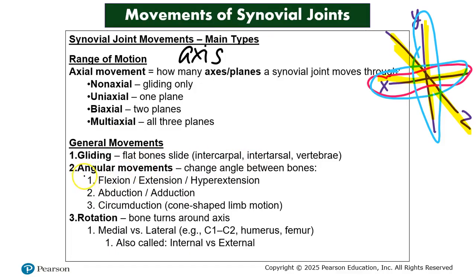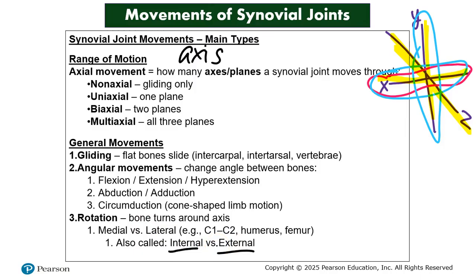Then we're going to talk about angular movements, which means that you're going to have a change in angle between bones. We'll get to flexion, extension, and hyperextension, abduction, adduction, and circumduction. And then we'll talk about rotation, where a bone turns around its axis. So it's either going to be medial or lateral. Now, medial can also be called internal. Lateral can also be called external. So sometimes you'll see those be interchangeable.